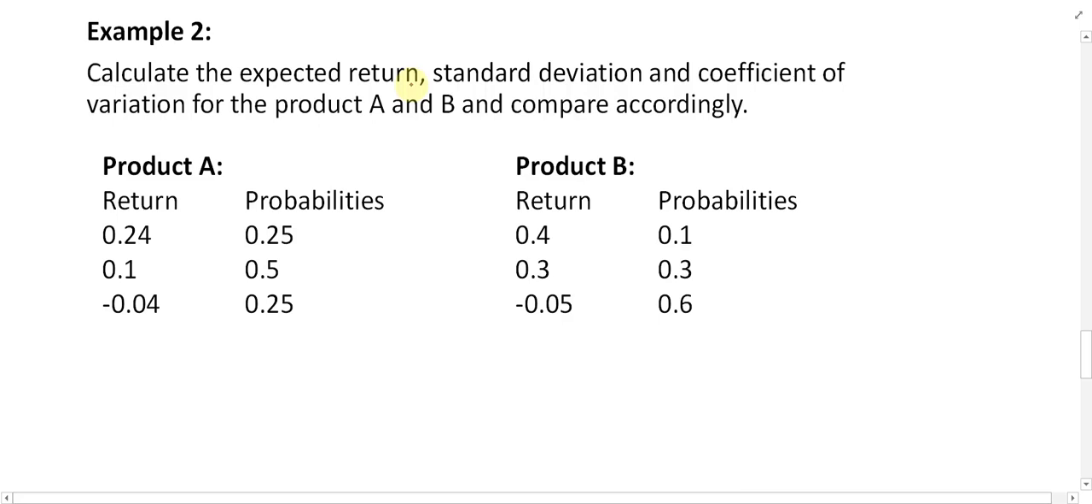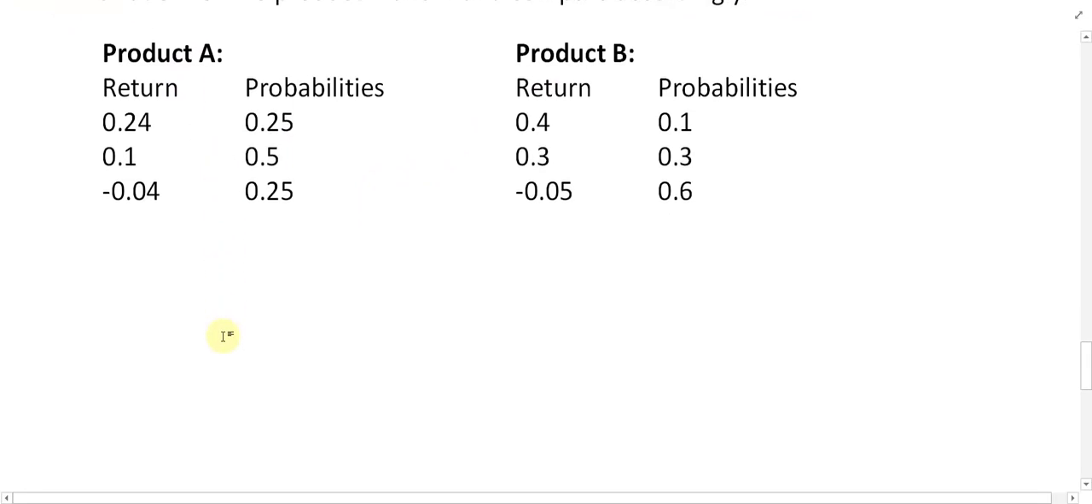Calculate the expected return, standard deviation, and coefficient of variation for product A as well as product B and compare accordingly. In this example, we have two products, product A and product B. For each of them, we have to calculate expected return, standard deviation and coefficient of variation. And finally, we should compare which product has more profit and which product has more risk, right? So once again, let us calculate it with Excel.